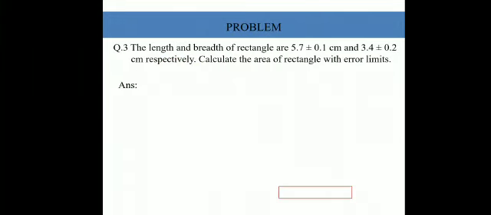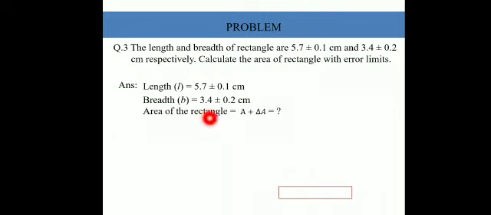Now we'll take an example and try to understand. The length and breadth of a rectangle are this much and this much centimeters respectively. Calculate the area of the rectangle with error limits. That means, what is the error in the final answer? We know that length is given to us with 0.1 centimeter of error and breadth with 0.2 centimeter of error. Now, area will be what? If length has an error and breadth has an error, then the area will definitely have an error.